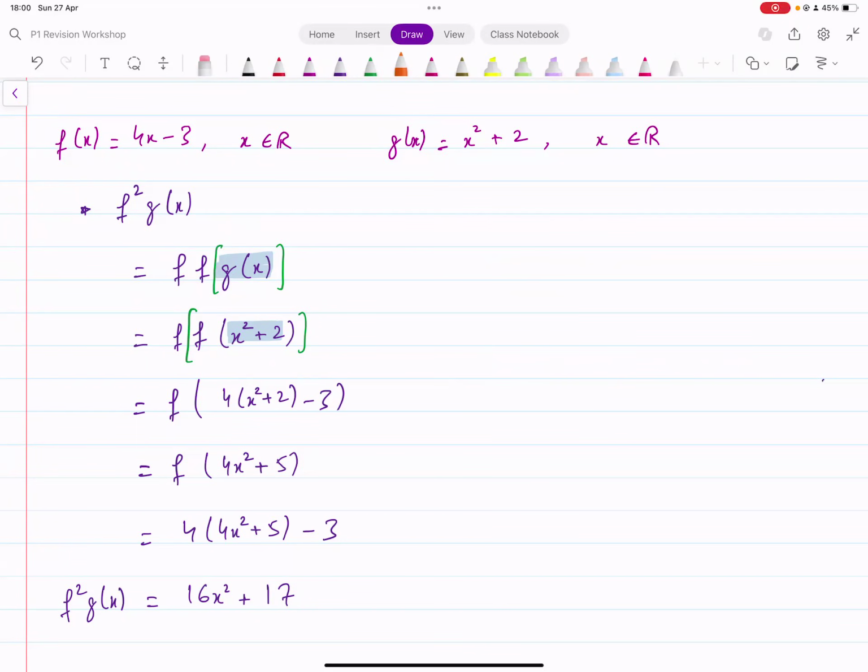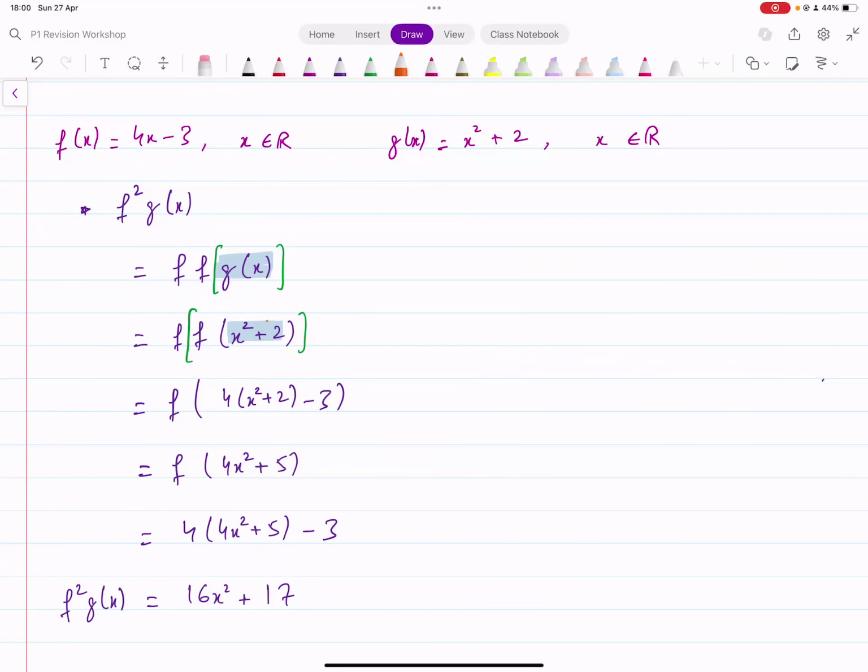Input the value for g there. The value for g is x squared plus 2. You input that here. And now you put another bracket to the next function like this. Evaluate f of x squared plus 2. So inside the function f, you input x squared plus 2. That becomes 4 into x squared plus 2 minus 3.